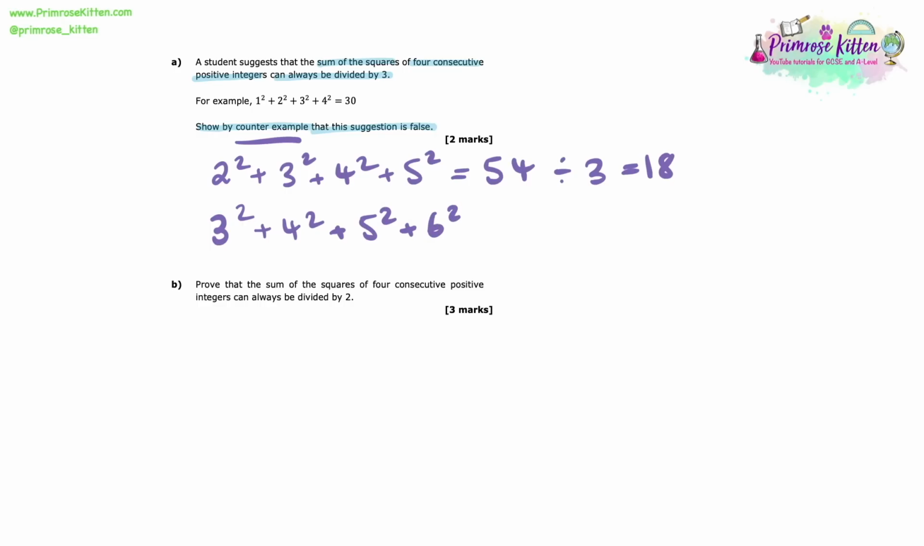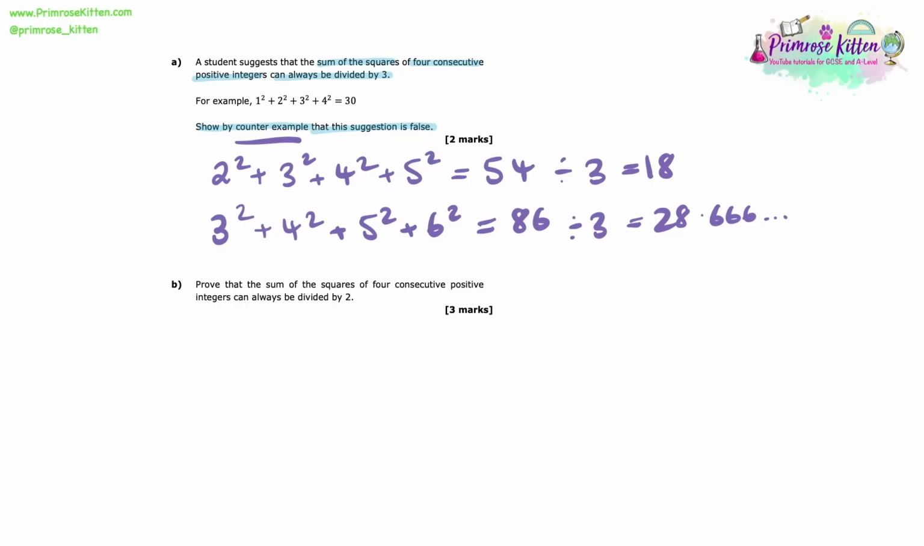Let's try 3 squared plus 4 squared plus 5 squared plus 6 squared. Popping that into the calculator, I get 86. Again now, I'll just try dividing that by 3. Again, just use the calculator. And I end up getting an answer of 28.66666.